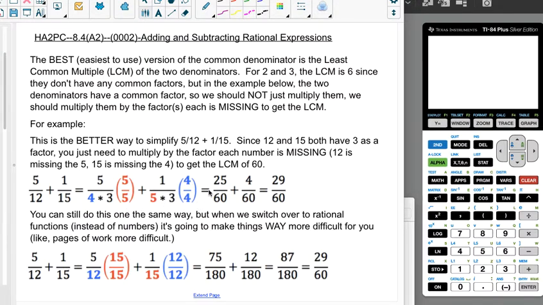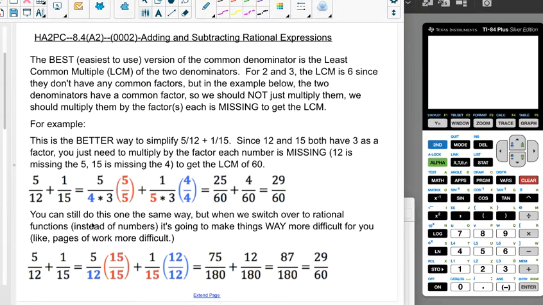So the 4 times 3 is missing a 5, and the 5 times 3 is missing a 4. What that means is we end up getting 25 over 60 plus 4 over 60, which gives us 29 over 60. So 60 is the least common multiple of 12 and 15, right? Because if you multiply 12 5 times, you get 60. If you multiply 15 4 times, you get 60.